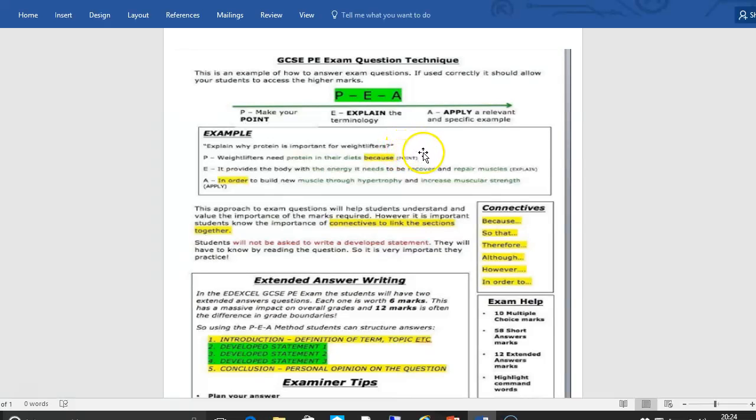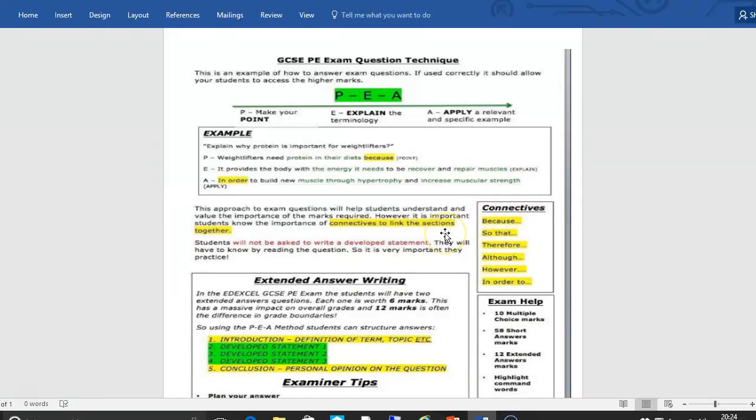So your first point that you make: weightlifters need protein in their diets. That's the point that you're making. Explaining it: it provides the body with energy it needs to recover and repair muscles. So you're explaining that a little bit further, so why the weightlifters need it. And the application: in order to build new muscles through hypertrophy, so making the muscles bigger, and also to increase muscular strength. So you're applying it back to that performer.